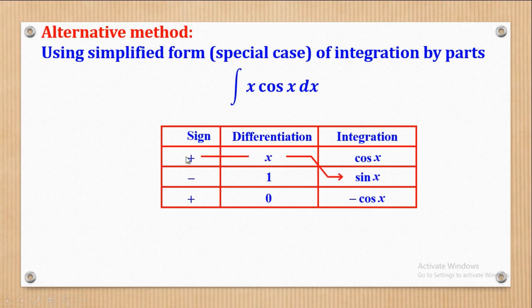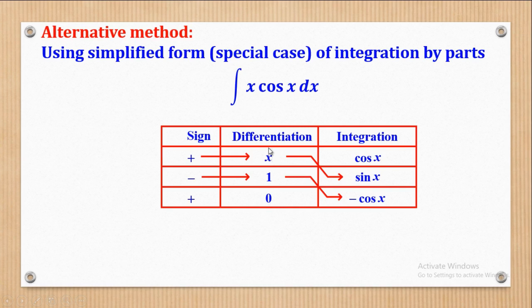So for the sign, it will start with positive, then followed by negative, and then lastly a positive sign. So they keep on alternating positive, minus, positive, minus, positive, minus, until the process continues until this column of differentiation goes to zero.